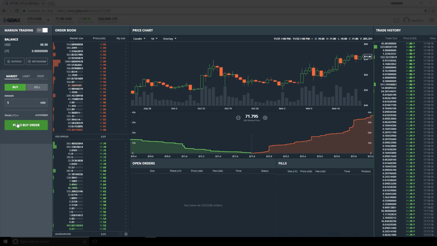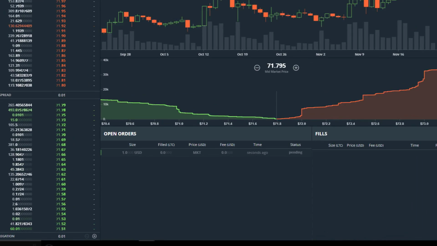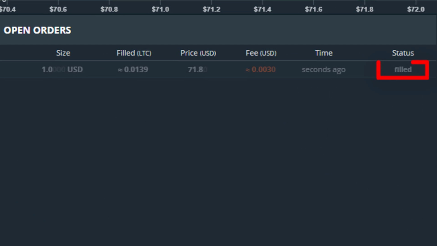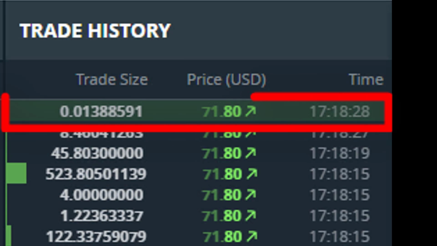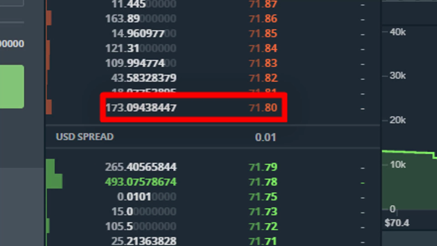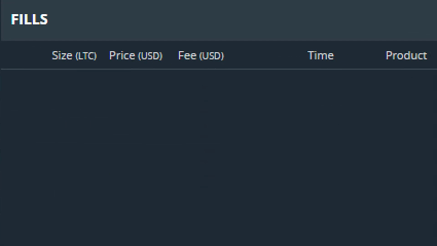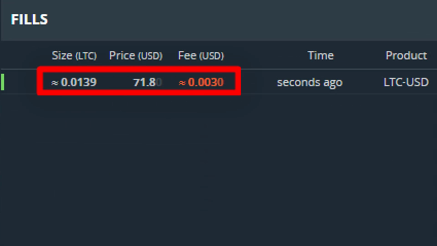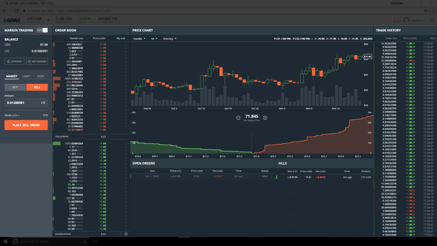Now we have our Litecoin. There was quite a bit of activity going on. Sell side orders are going to be very similar when we're dealing with market orders, except that we'll see a downtick in red instead of an uptick when we look on the trade history.